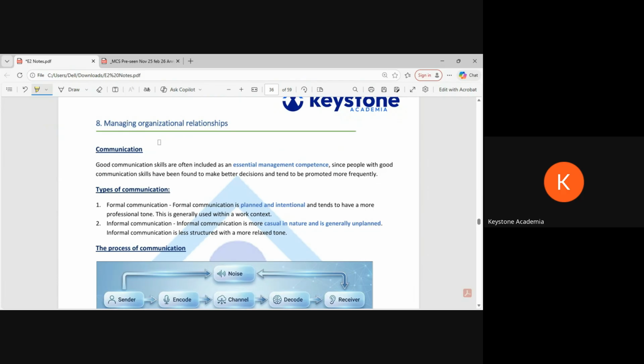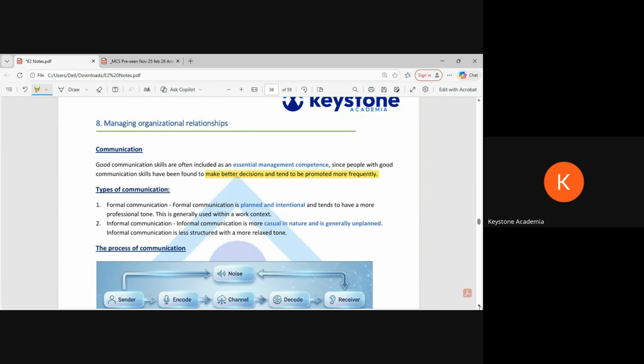So good communication skills are often included as an essential management competence, since people with good communication skills have been found to make better decisions and tend to be promoted more frequently. So you have got one success tip.